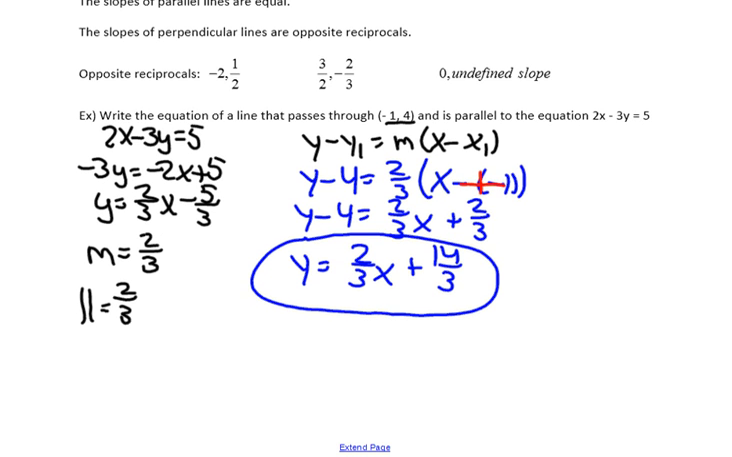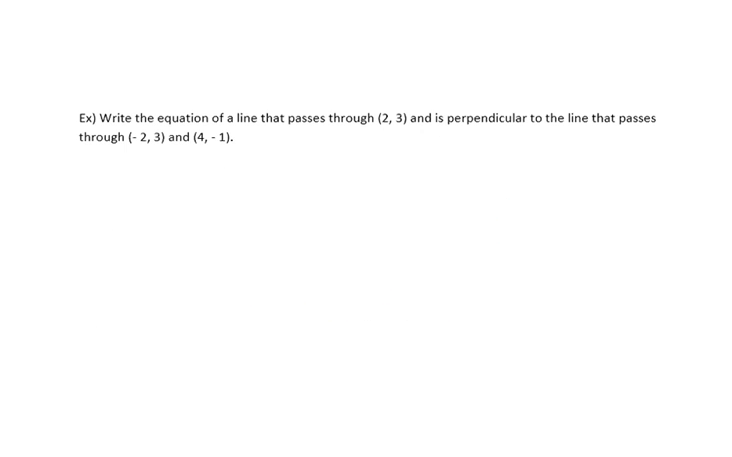Okay. So the last example in this video is to write the equation of a line that passes through this ordered pair 2, 3 and is perpendicular to the line that passes through these 2 ordered pairs. This time around, again, I need a slope. So I need to calculate the slope first.